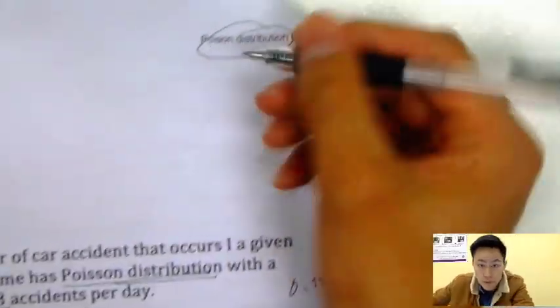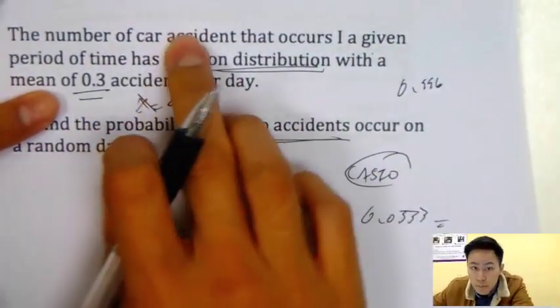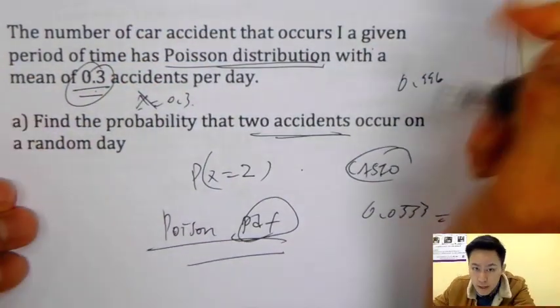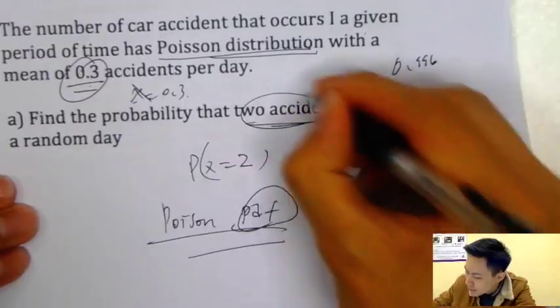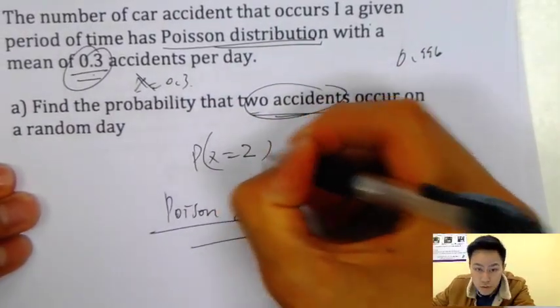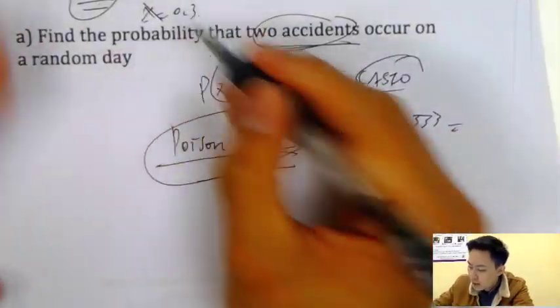The next page is for the Poisson distribution, okay? This one is only for higher level. You can see the question here, the number of car accidents, the mean is equal to 0.3 accidents per day, and find the probability that 2 accidents occur on a random day. So P(X = 2). You can go to Poisson PDF to calculate this one.